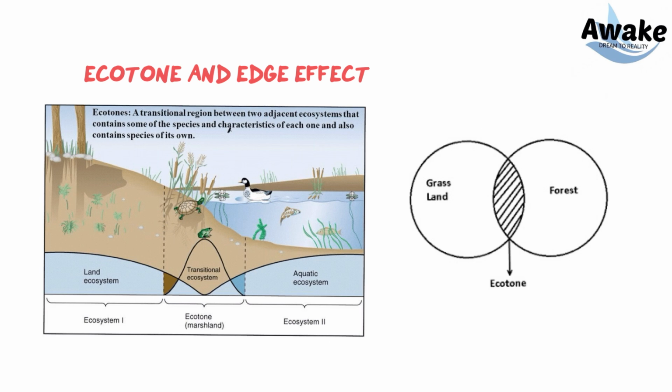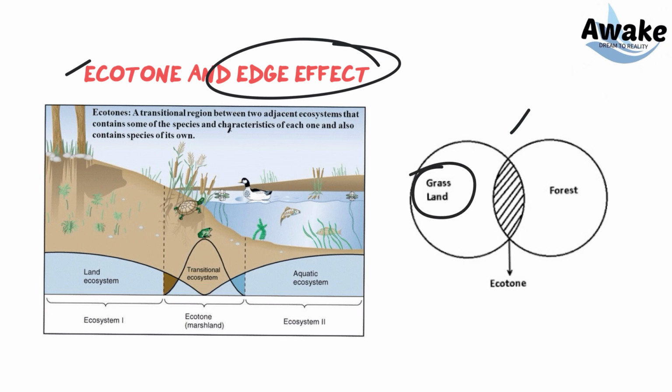Another important term is ecotone and edge effect. See, an ecotone is a transition zone between two biomes or ecosystems. This transition area is called an ecotone. Generally, we have a grassland here and a forest here. There is a transition zone. This zone has diverse animal and plant species. So it provides a supportive environment to ensure diversity.